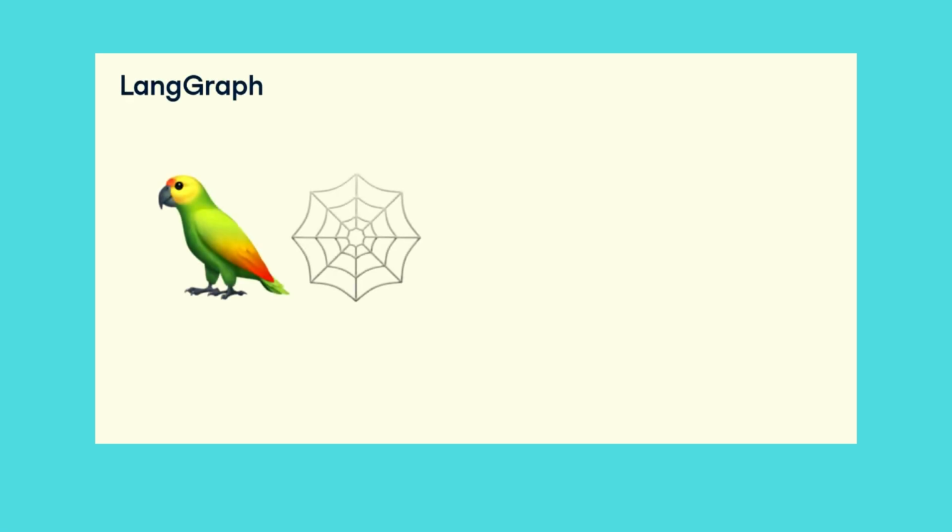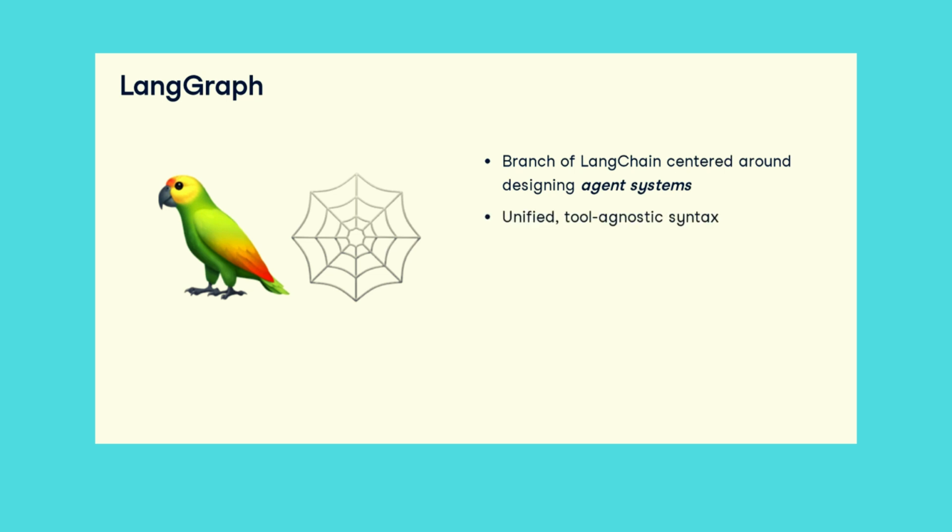To implement agents, we'll be using LangGraph, which is a branch of the LangChain ecosystem specifically for designing agentic systems, or systems including agents. Like LangChain's core library, it is built to provide a unified tool-agnostic syntax. We'll be using the following version in this course. We'll create a React agent that can solve math problems, something most LLMs struggle with.